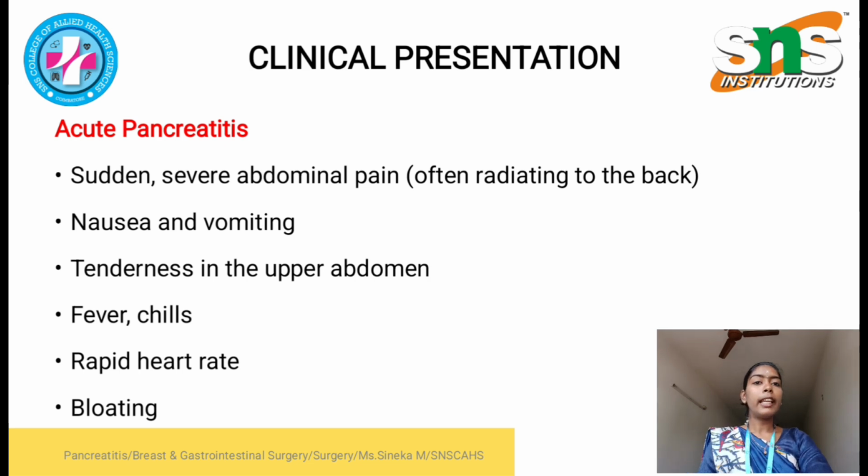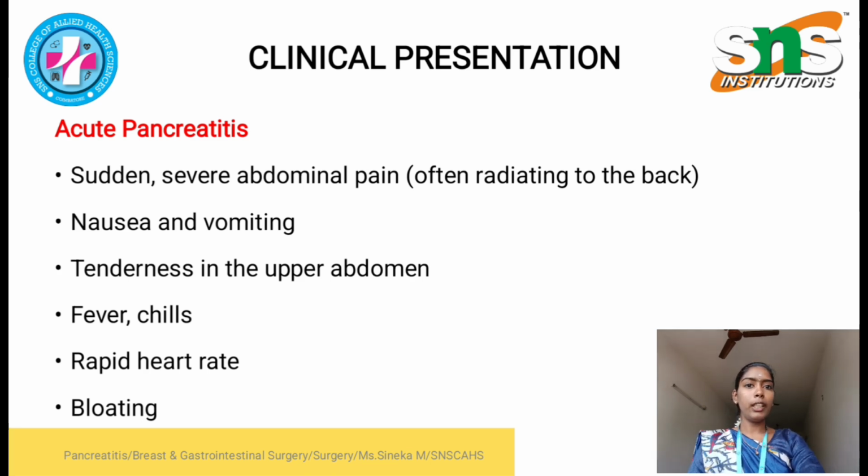Clinical presentation. In acute pancreatitis, the patient will have sudden severe abdominal pain, often radiating to the back, and nausea and vomiting because of indigestion. The pancreas is affected by injury to the pancreatic acinar cells, so it will not secrete proper digestive enzymes. It will lead to indigestion, so the patient will have nausea and vomiting. Tenderness in the upper abdomen, because the pancreas is located in the upper abdomen. Fever and chills are common signs of inflammation. Depending on the condition, the pain location will differ.